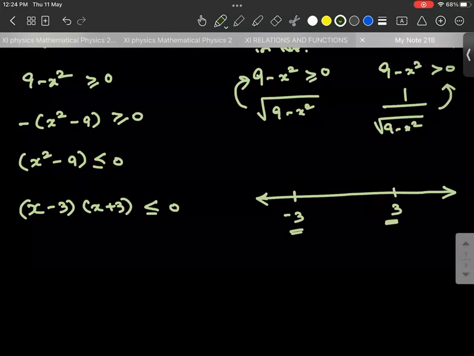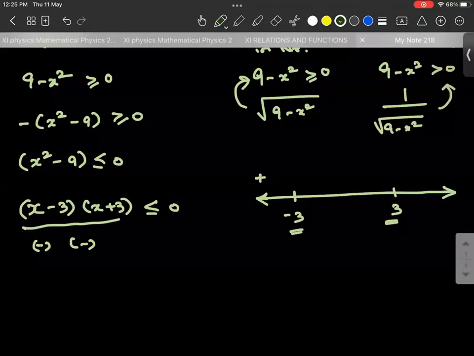So all that you need to do is check what happens when you substitute a number less than minus 3. This is called an inequality, not an equation. If you substitute a number less than minus 3, for example minus 4, this will be negative and this will also be negative. Am I right? So you get a positive value. Whenever you get a positive value, put it on top of the number line.